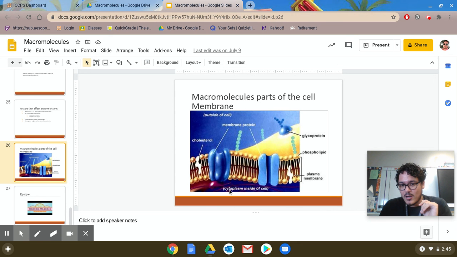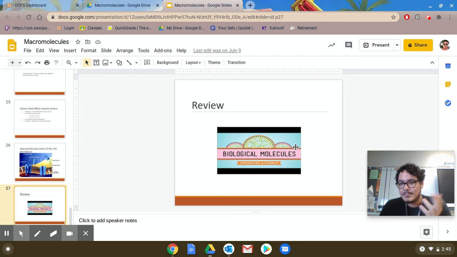And then deep in the cell, you can't really see it in this picture, you'd find the nucleus. And what's inside the nucleus? DNA, right? Nucleic acid.